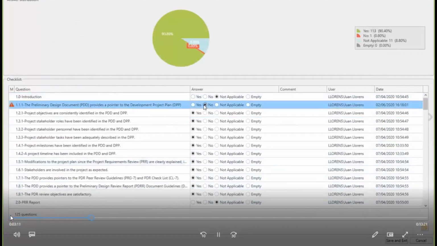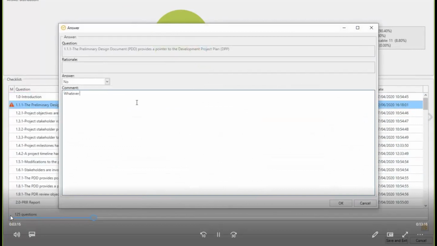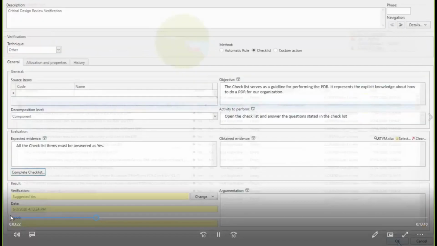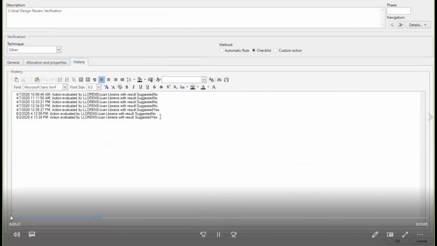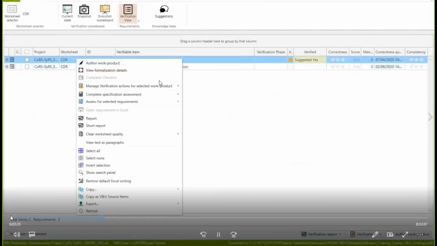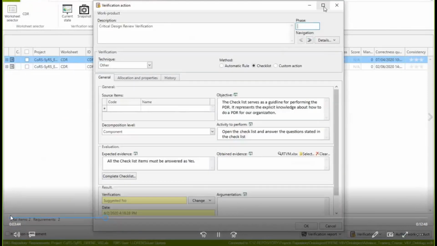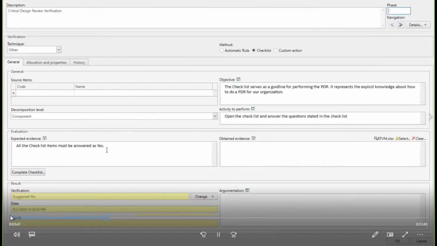You just put your information there, and as soon as you change to a no, with whatever reason, the system is going to tell you, okay, now I have a suggested no because of it. Remember that you have history here. Every change you do is managed and tracked. And of course, if you change something after the verification hub is done, then you get some information saying that it is suspect for the changes. And of course, if you recalculate, you're going to get a suggested no, because there's one no in the big checklist.